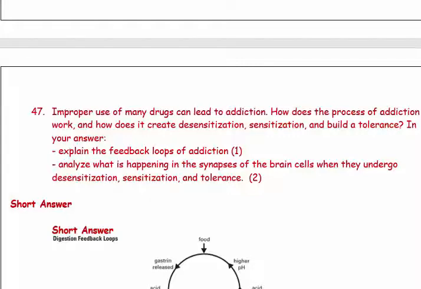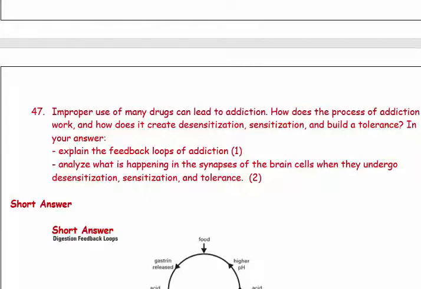Explain the feedback loops of addiction. So the drug that increases the amount of neurotransmitter in a synapse will lead to desensitization. The next neuron reduces the number of receptors, generating fewer impulses. This desensitization is going to build tolerance. So this means that the more I take, the more I need. This is the tolerance. Desensitization means that I don't feel it anymore, and tolerance means that I will need more to get the same feeling.